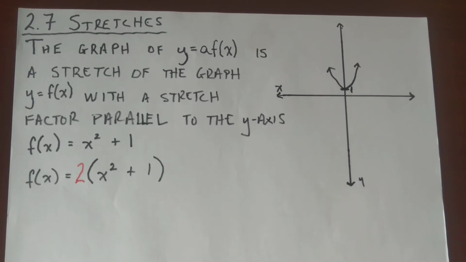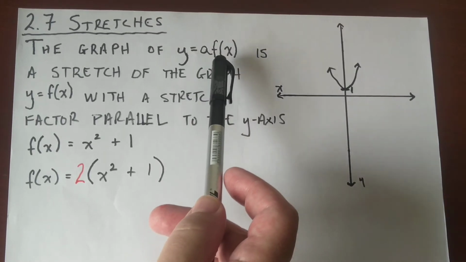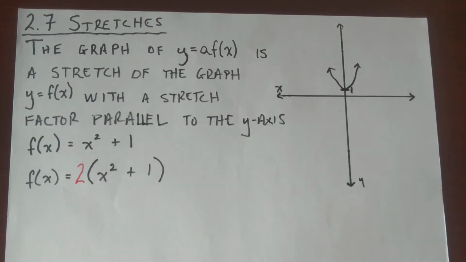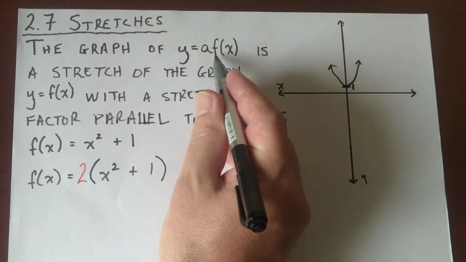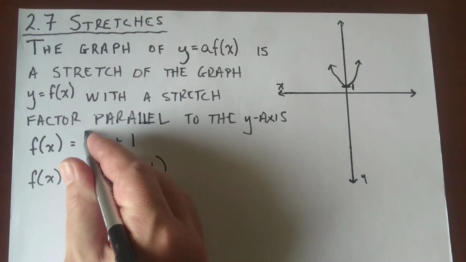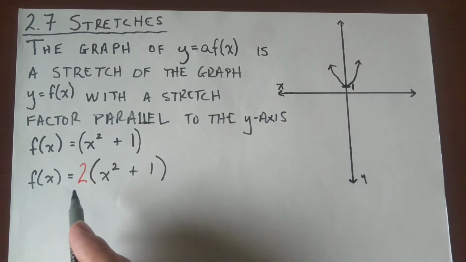So I want to come back to this statement here. The graph of y is equal to a f of x. Now, that's kind of confusing when you're just getting used to it. But what they mean by f of x is this, and what they mean by a is just a constant you're multiplying it by.